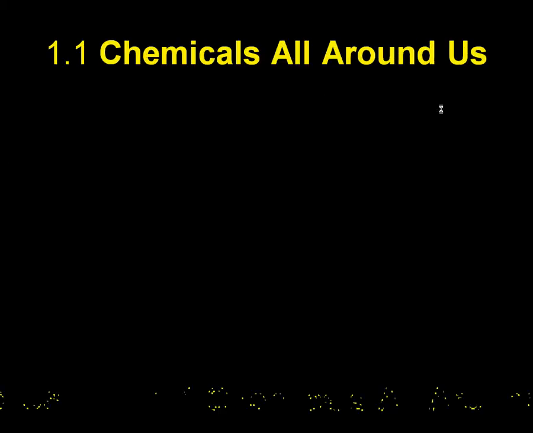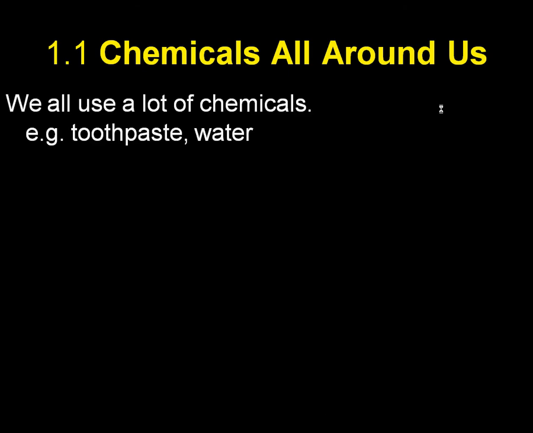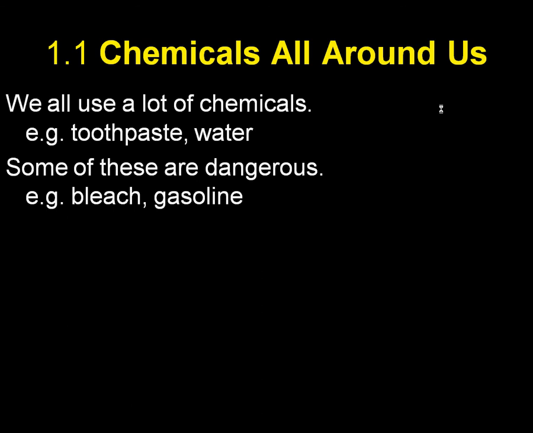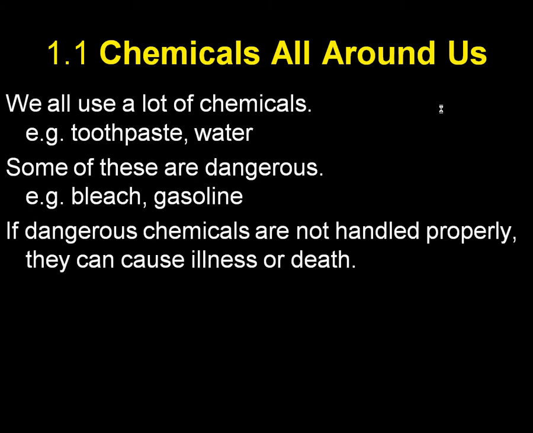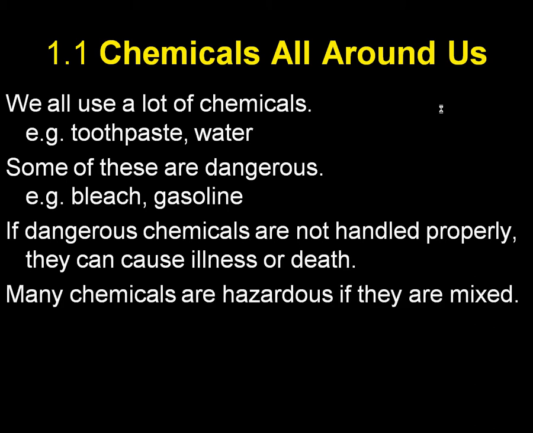Section 1.1 of your textbook is chemicals all around us. We use a lot of chemicals. Toothpaste, water are a couple of examples. Some of them are dangerous, like bleach or gasoline. If dangerous chemicals are not handled properly, they can cause illness or death. Many chemicals are hazardous as well if they are mixed.